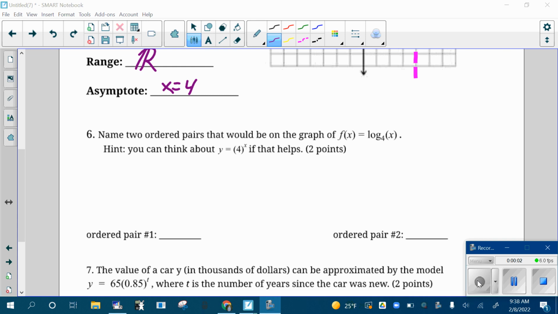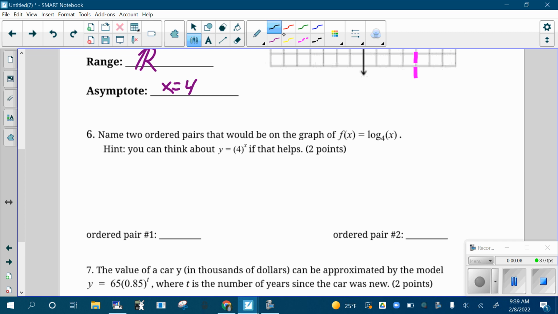Alright, so this is the video for problems 6, 7, and 8. Okay. So 6 is just saying, name two ordered pairs. Remember, ordered pairs is just a fancy way of saying points. So name 2 points that would be on the graph of f of x equals log base 4 of x. Okay. So it's just asking for 2 points.